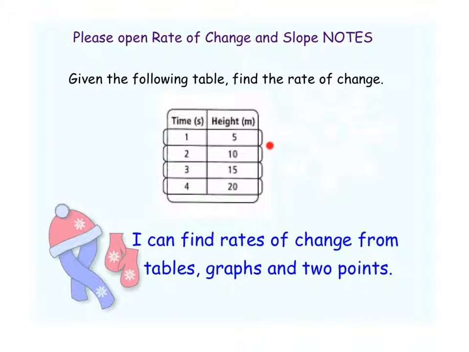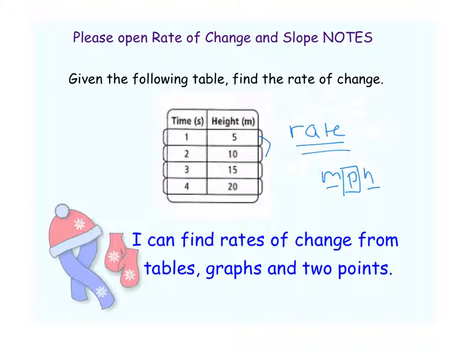To find the rate of change, remember you are finding how your rate is changing over, in this case, time. So a rate is a comparison of two quantities, like miles per hour. So you're comparing two different quantities. When you see that word per, that reminds us of rate.